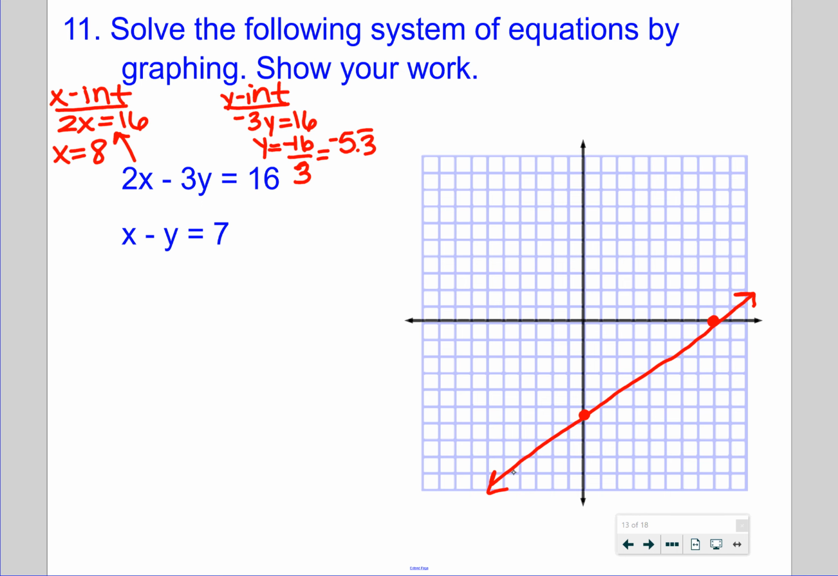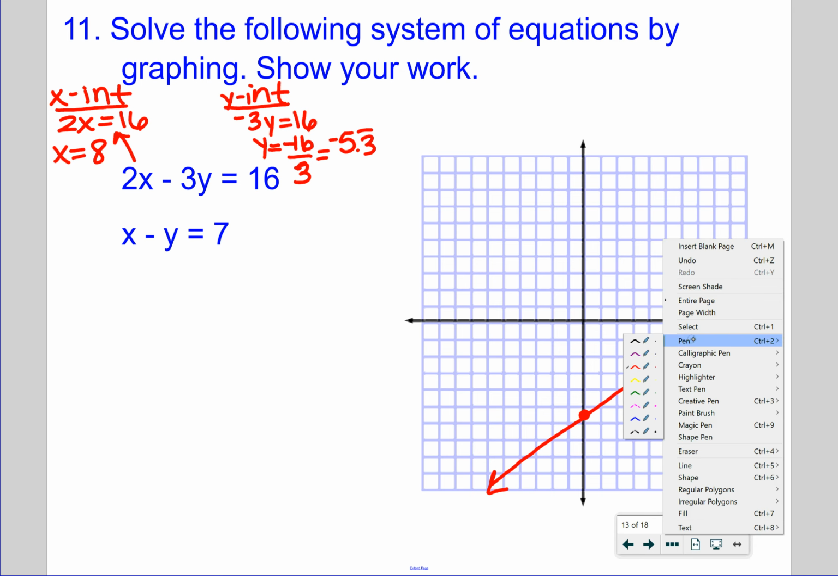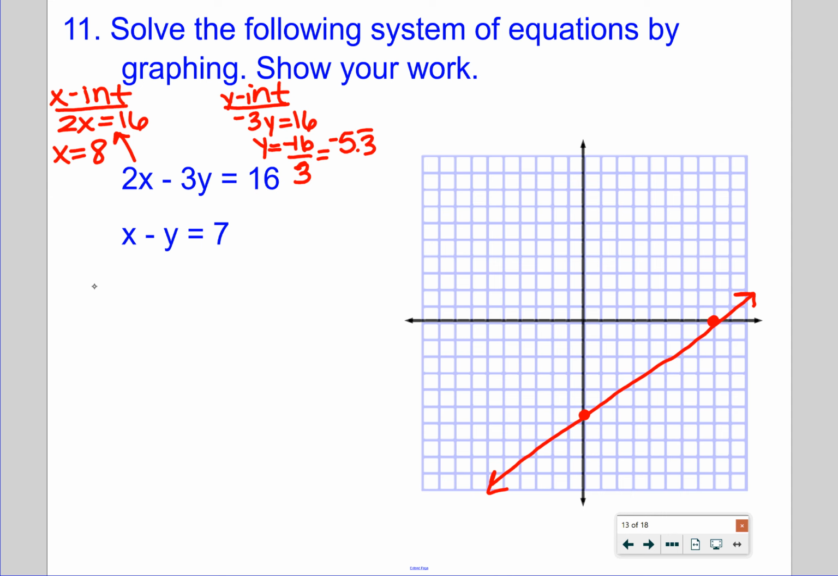There we go. Okay, for the one at the bottom, again, I'll find an x-intercept and a y-intercept and use those to graph my line, but you could easily get the y alone and use slope and y-intercept. If I let y equal 0, I'm just left with x equals 7. Nothing to solve for. To find my y-intercept, if I let x equal 0, I have negative y left equals 7. So y equals negative 7.